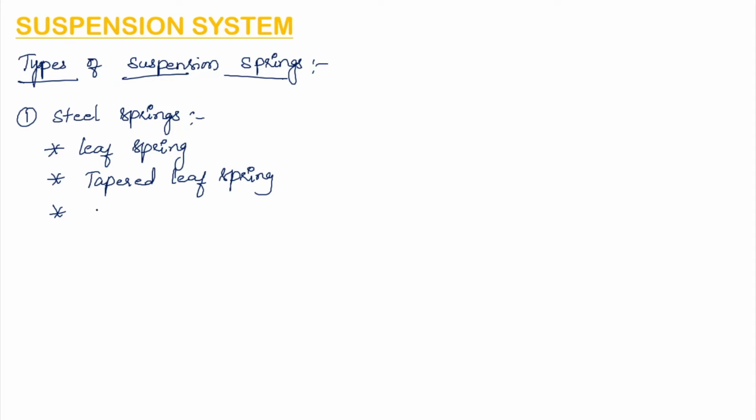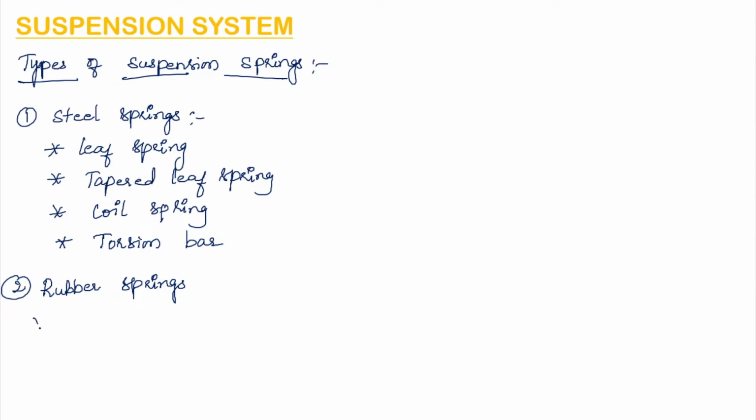Then we have the coil spring. So all these are steel springs. Then we have the torsion bar. The second type of springs is the rubber springs.